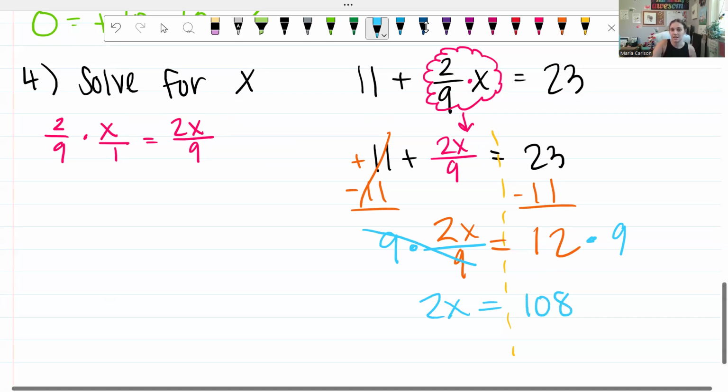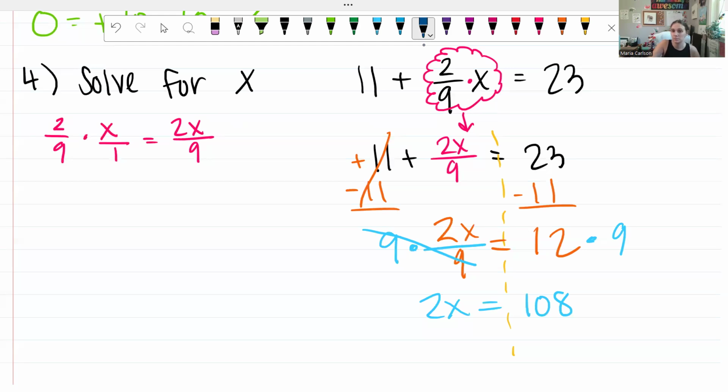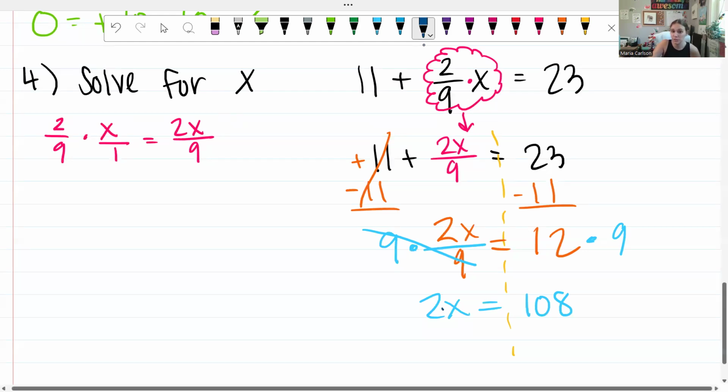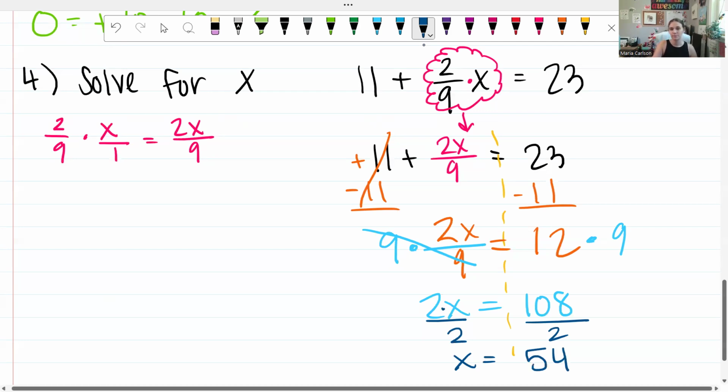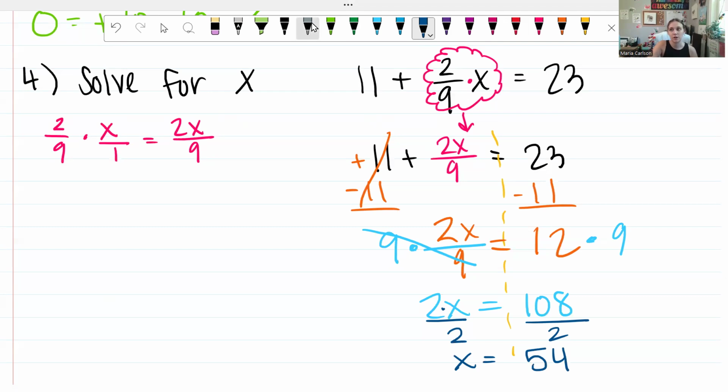And then our last step is going to be to simply get rid of this 2, which is being multiplied to x. So I'm going to divide both sides of the equation now by 2. And we get that x is equal to 108 divided by 2, or 54. And we can also check our work.